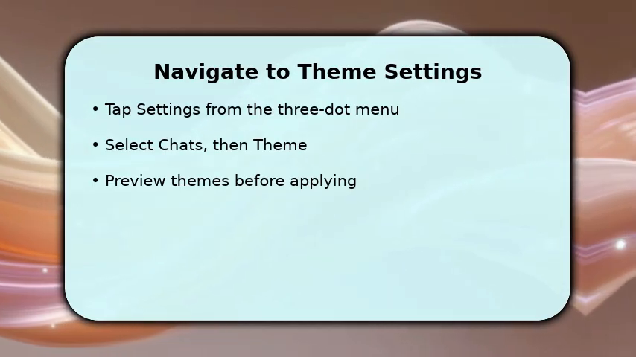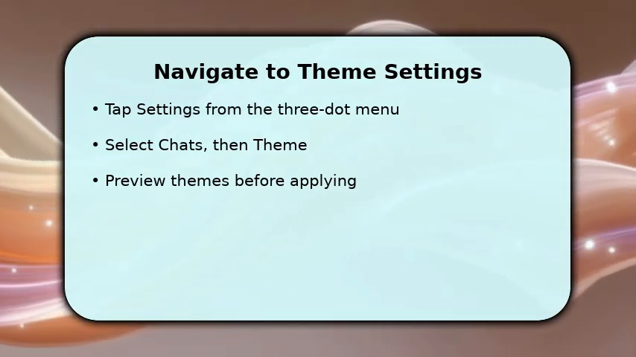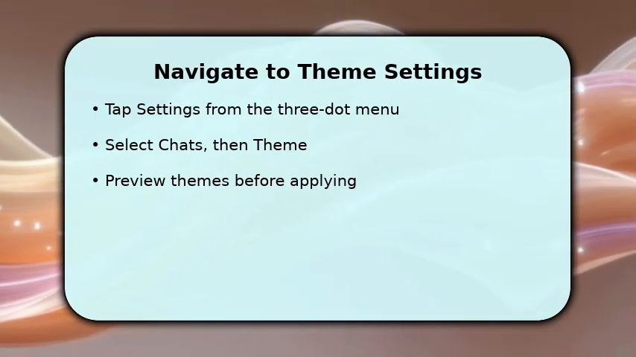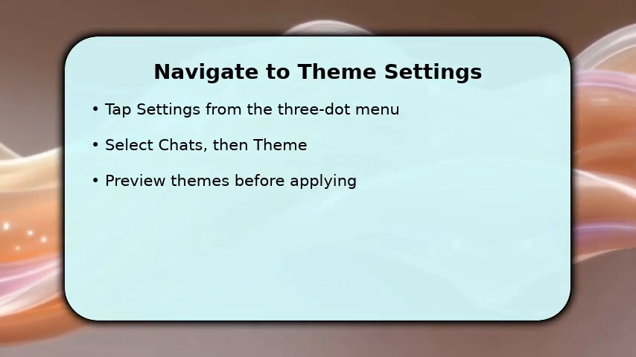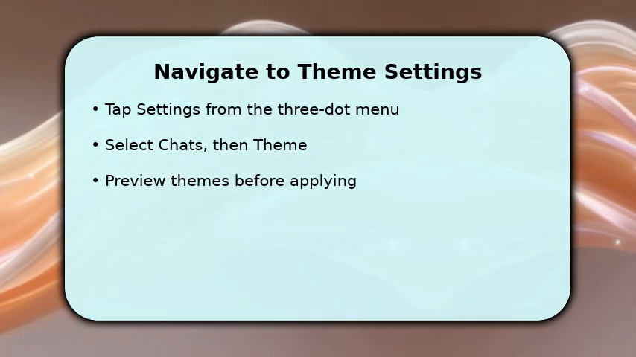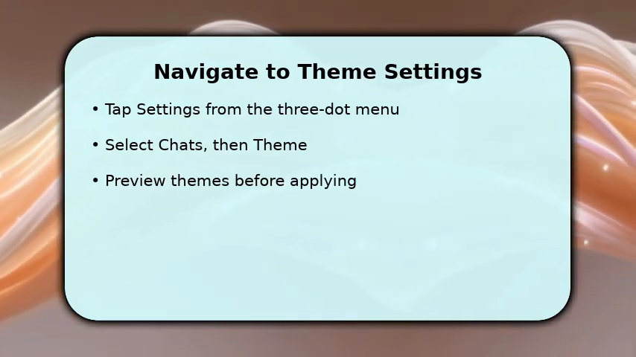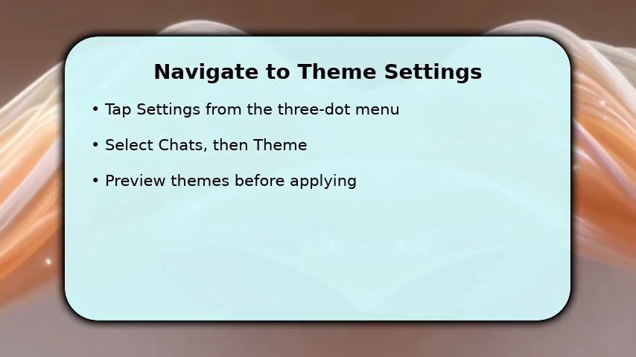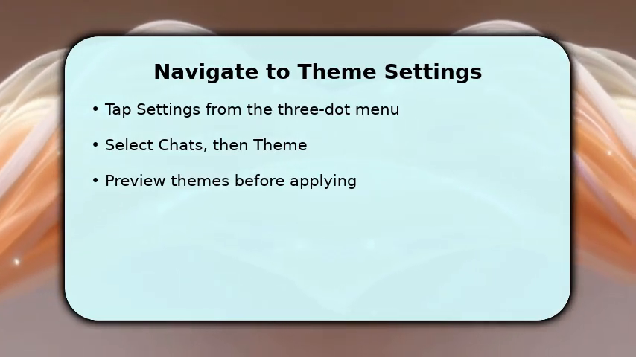Select Dark to force the darker palette. If System Default is chosen, WhatsApp follows your phone's system theme, so use that if you prefer automatic switching. Make sure to preview the change. Preview shows message bubbles, backgrounds, and contact headers so you can confirm readability and contrast before applying the theme globally.